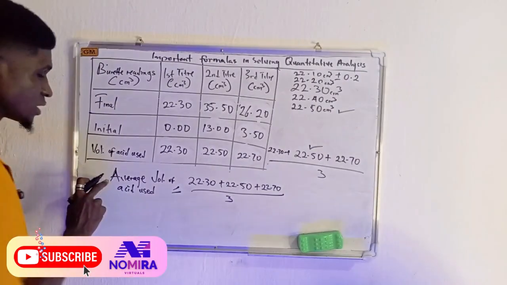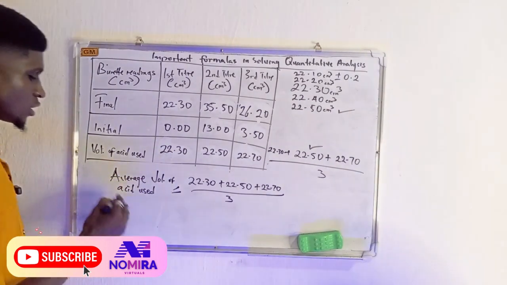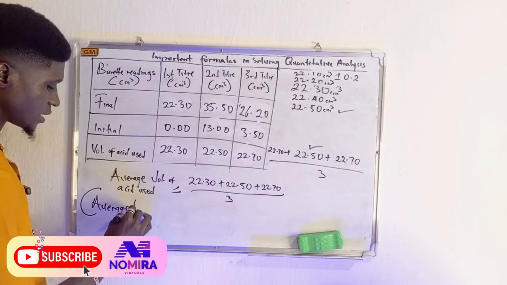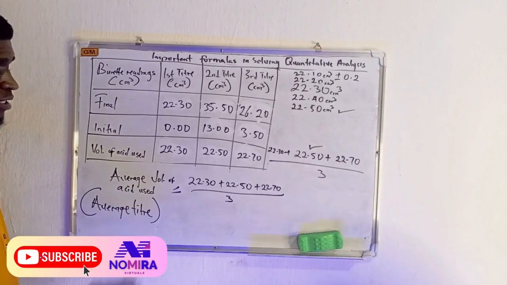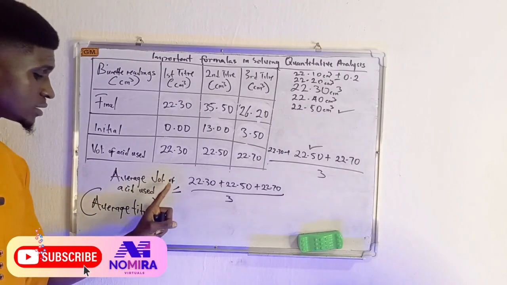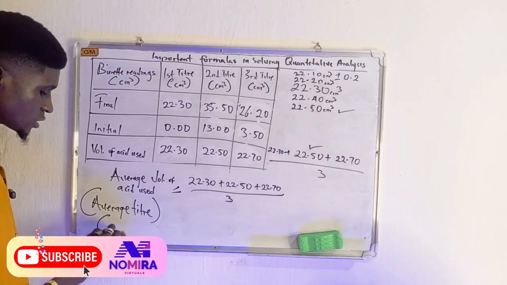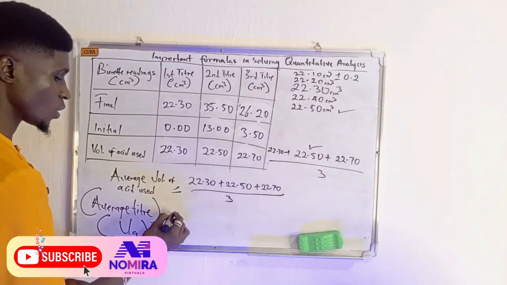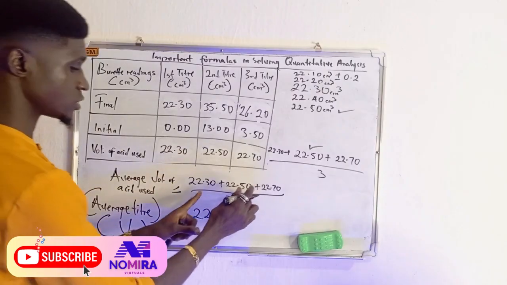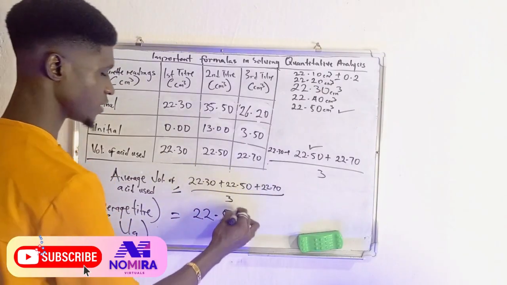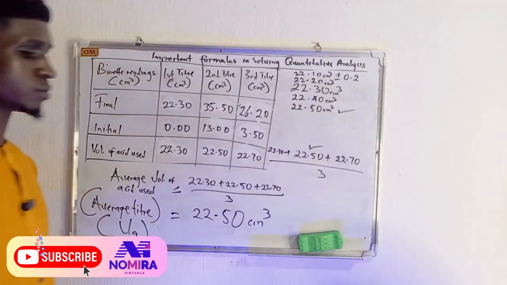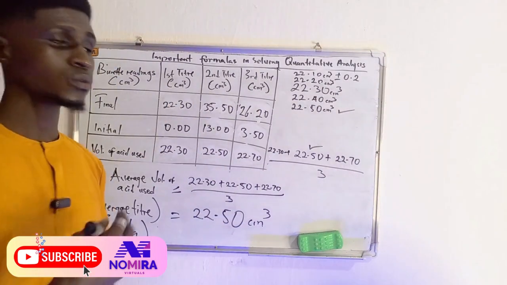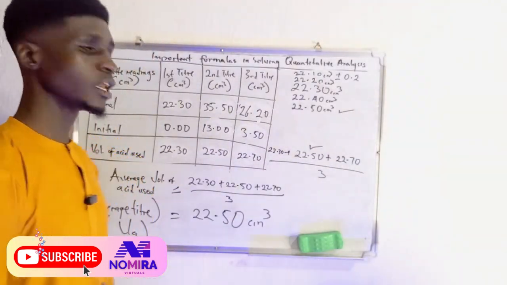If you do not see a question that says find the average volume of acid used, they could say find the average titer. It is still the same thing as the average volume of acid used, which is also the same thing as your VA, the volume of acid used. It is what we call the endpoint. When you divide it, you have 22.50 cm cube.